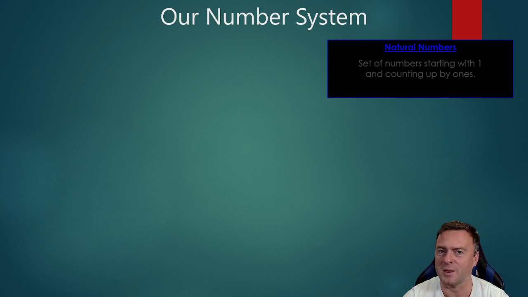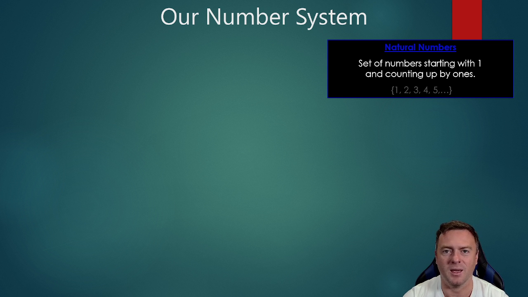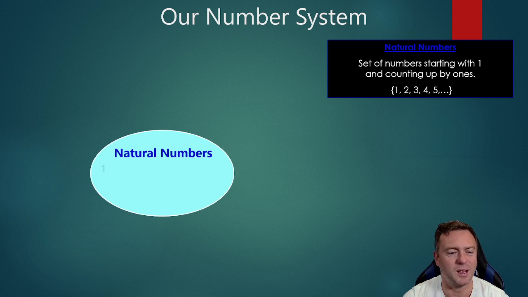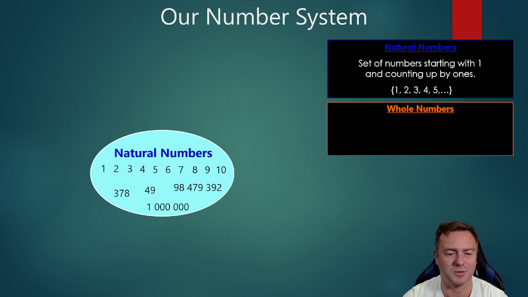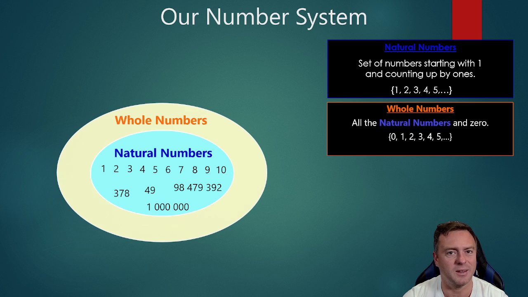Our number systems have natural numbers, which are basically all the numbers from 1 and up, counting up by ones. So all the natural numbers literally go from 1, 2, 3, 4, 5, 6, 7, 8, 9, all the way up to infinity. Our whole numbers then work a little bit differently. They include all the natural numbers and 0, right? So that's all the whole numbers there.